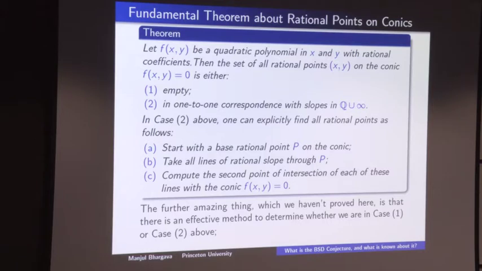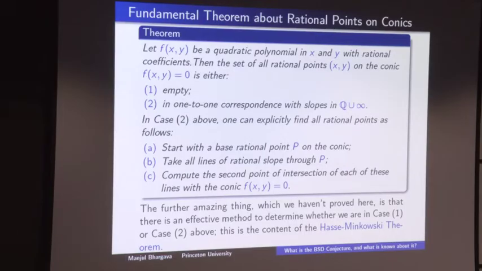Well, it's amazing that there's also an algorithm to decide whether it has a rational point. I won't get into exactly what that is. But the further amazing thing that we haven't proven is that there is an effective method to determine whether we're in case 1 or case 2, whether there is a rational point or not. And this is the content of what's called the Hasse-Minkowski theorem.